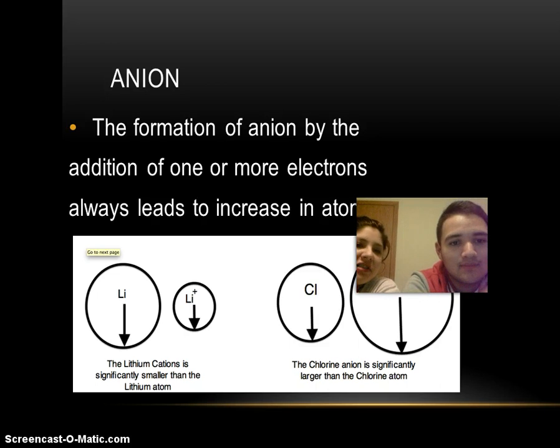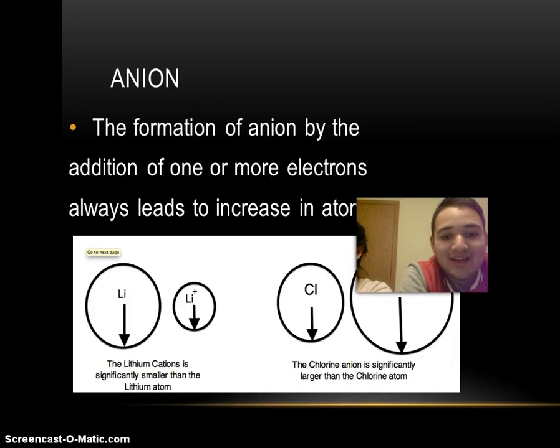Anion. The formation of an ion by the addition of one or more electrons always leads to an increase in atomic radius. Alright, in this diagram we have two different types of elements, lithium and chlorine. The lithium cation is smaller than the lithium atom because it has lost an electron. The chlorine ion is significantly larger than the chlorine atom because it's negative and has gained an electron.